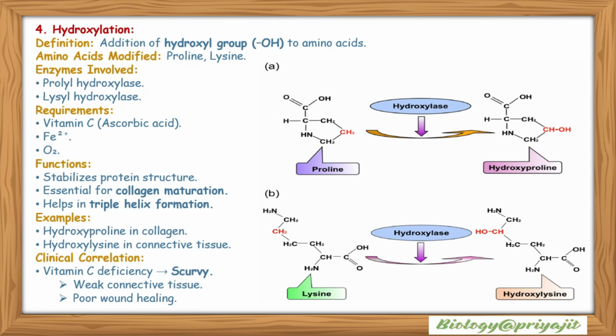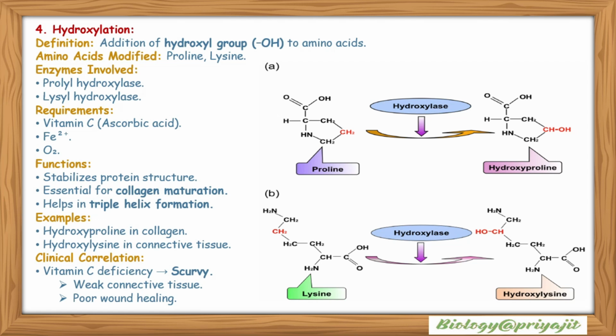Hydroxylation, that is addition of a hydroxyl group, OH group, to an amino acid, is hydroxylation. Here proline and lysine amino acids are involved in the hydroxylation process. Prolyl hydroxylase and lysyl hydroxylase are involved in proline and lysine hydroxylation respectively. Requirements: they need vitamin C, ascorbic acid, as their cofactor or coenzyme. Fe2+ and oxygen are also required for the enzymatic activity. This hydroxylation process also stabilizes protein structure. They are essential for collagen maturation. They help in triple helix formation.